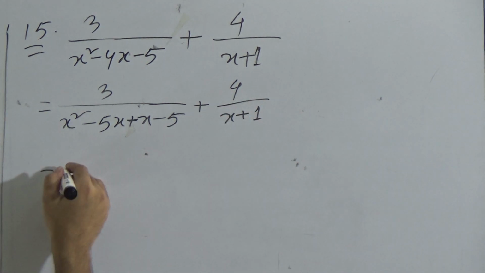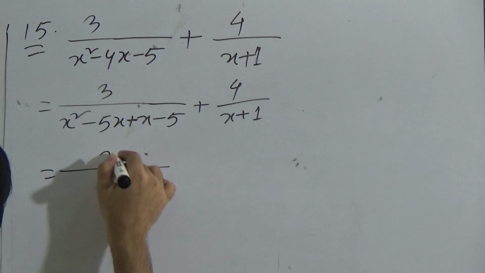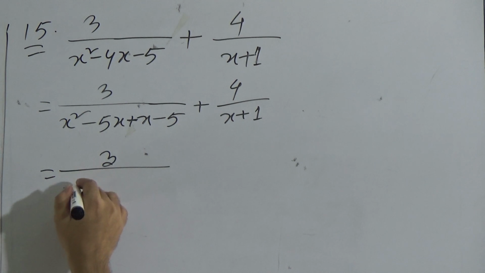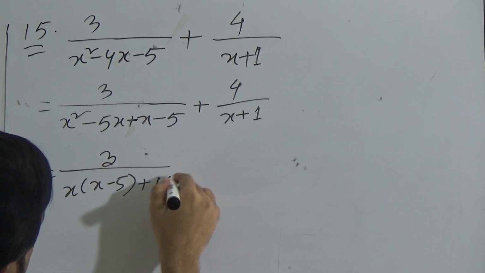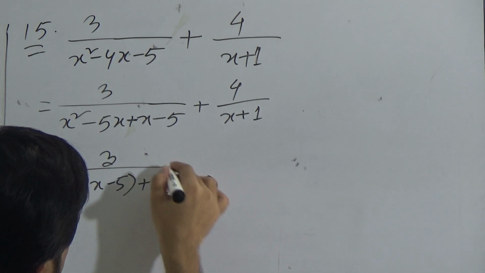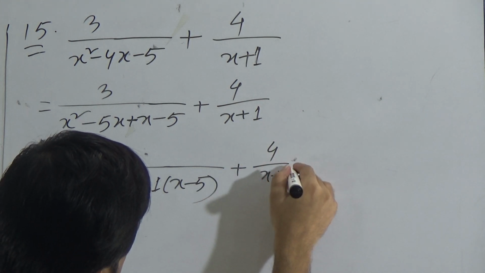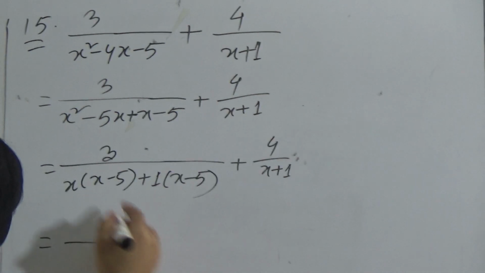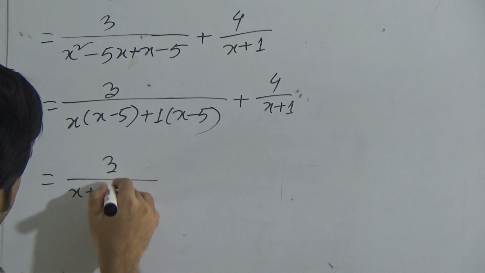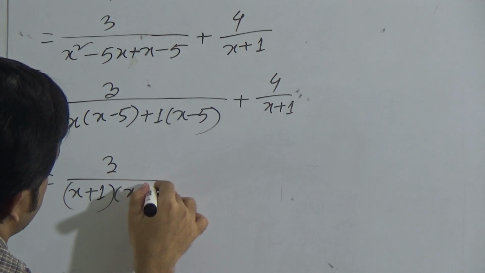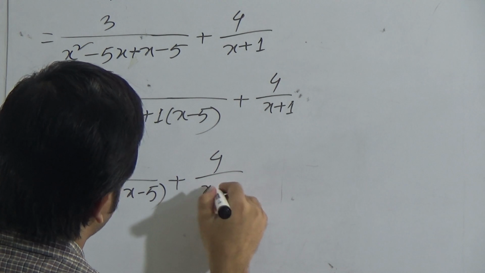When the factorization is done, then I have to do the other calculation. Okay, now take x as common, x minus 5, and then plus 1 as common, you will get x minus 5. Then this will remain the same, and after that we can write x plus 1 and x minus 5 plus 4 by x plus 1.